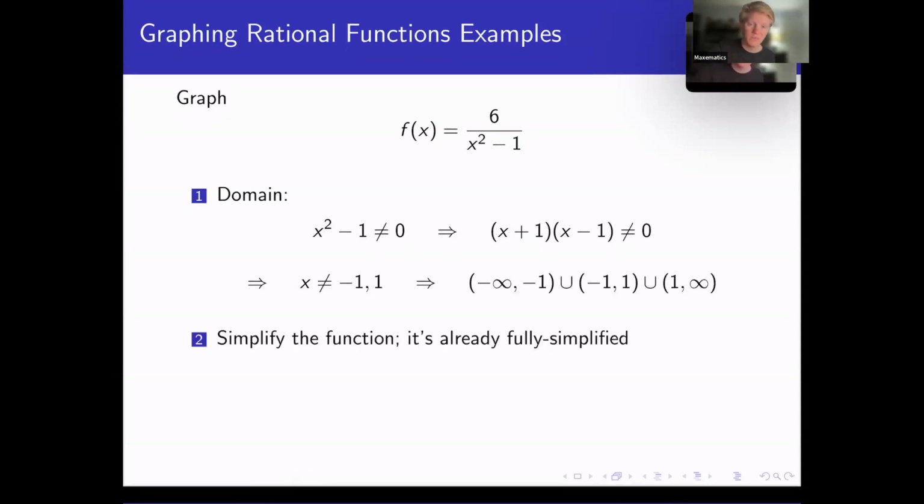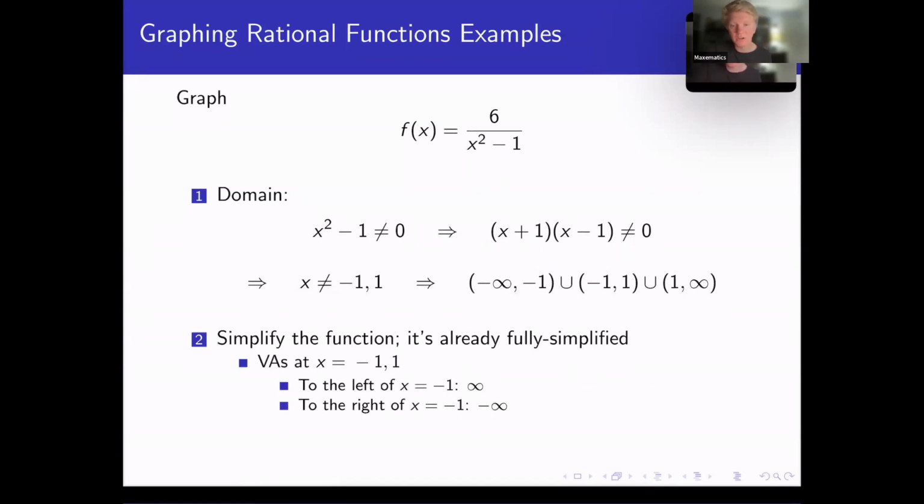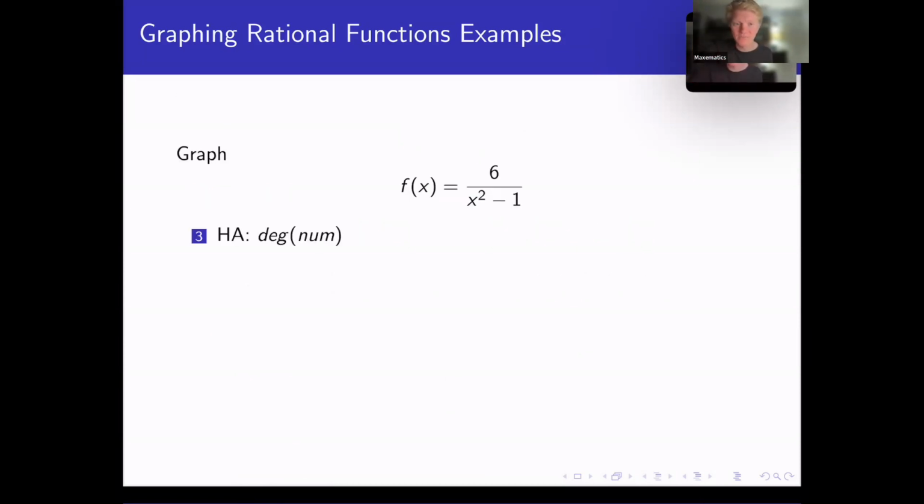Simplify the function. Well, nothing we need to do here. So that means we have vertical asymptotes at both values that did not cancel out. To the left of -1, we're going to go to positive infinity. To the right of -1, we're going to go to negative infinity. To the left of positive 1, we're going to go to negative infinity. And to the right of 1, we're going to go to positive infinity. So again, I did the practice of checking both the left and right hand side when we initially talked about vertical asymptotes. If you need help with that, scroll back a little bit in the presentation. And there are no holes because nothing canceled out.